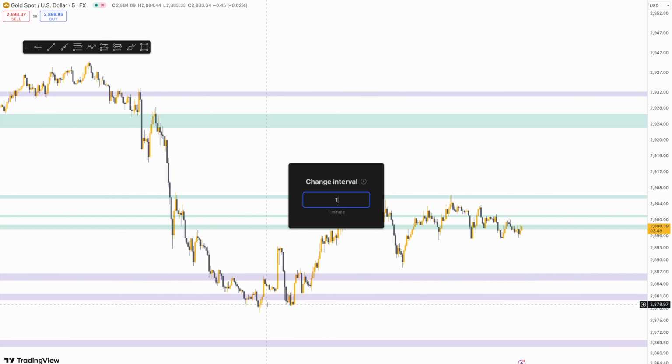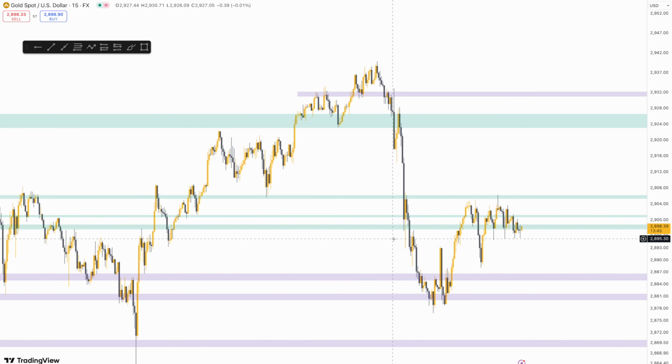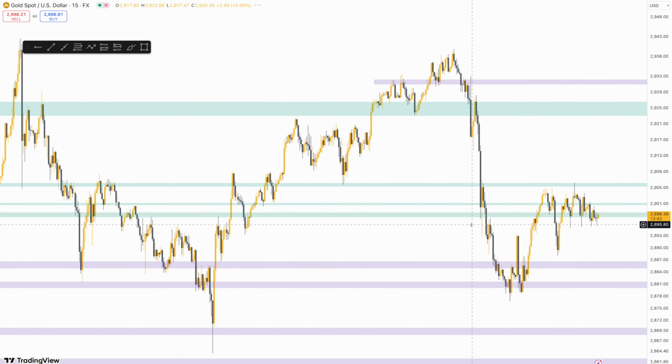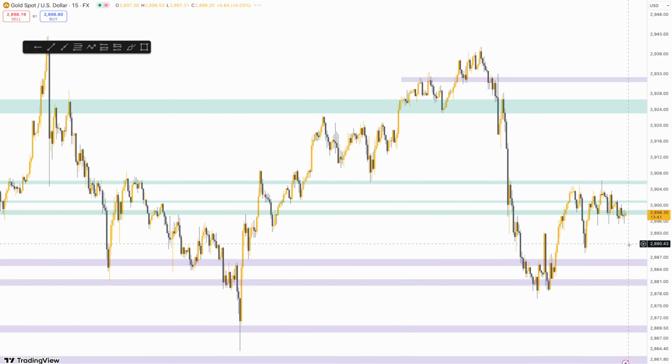But yeah, that's going to be that for our start of week technical analysis. Positive for gold as of right now. Just going to have to keep a close eye on the price action and take it from there really.